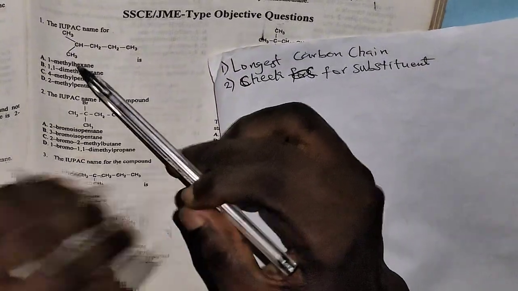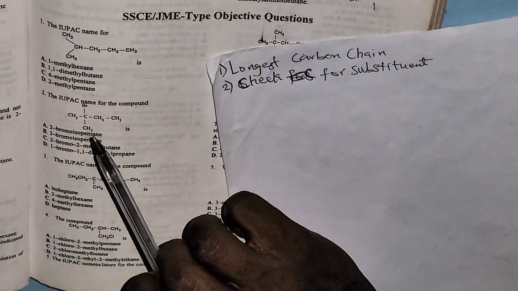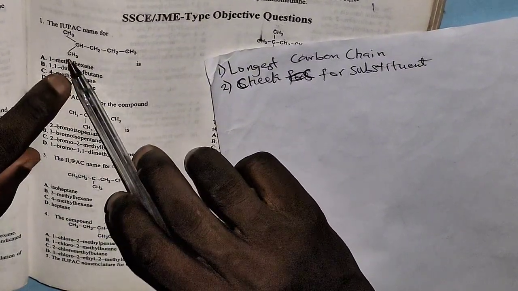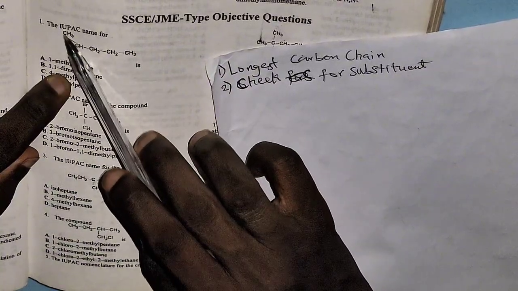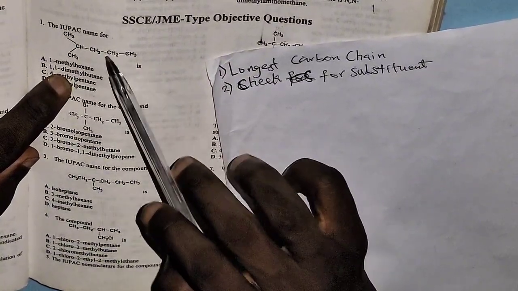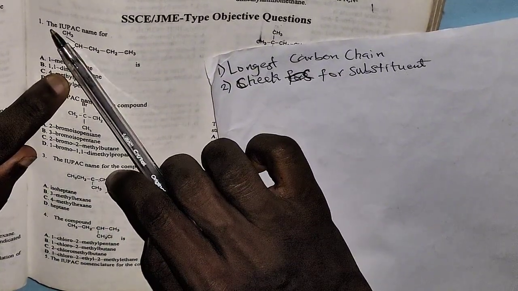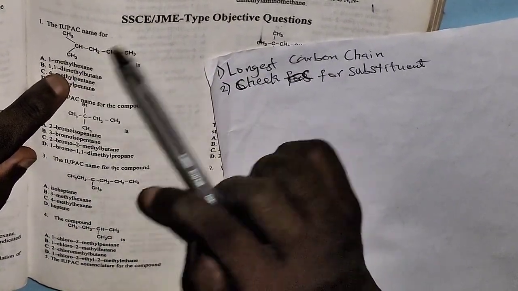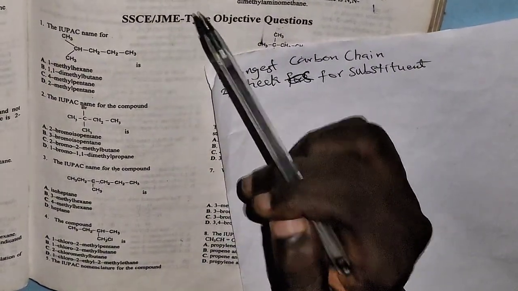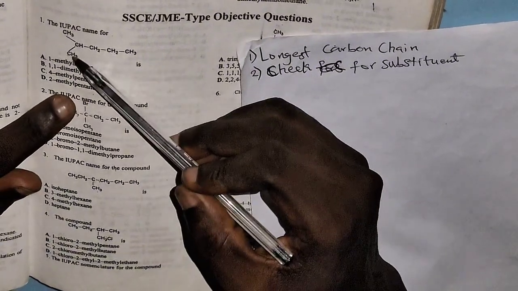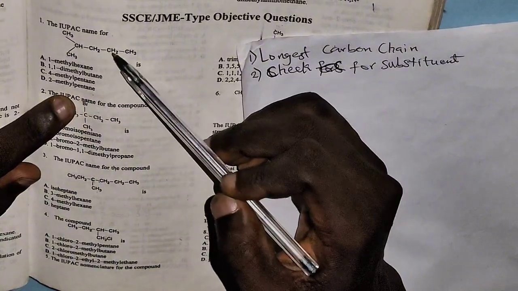For example, let's name this first one here. To name this, the first step is to look for the longest carbon chain. So let's try that. If I count 1, 2, 3, 4, 5, it's the same as if I come the other way. Whenever you are counting, you don't go back again. Even if you count like this, you can see which one is longer. So let's pick this one: 1, 2, 3, 4, 5.